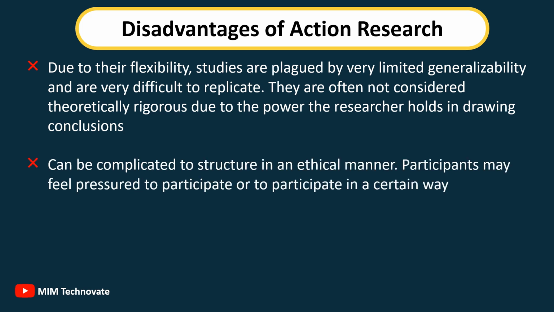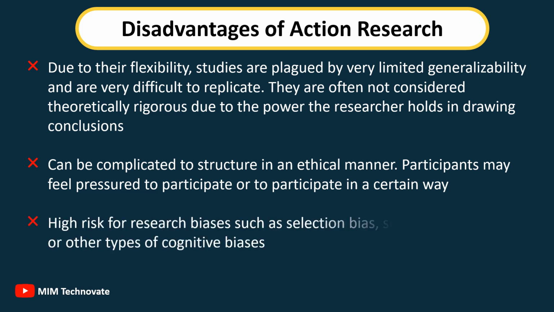Can be complicated to structure in an ethical manner. Participants may feel pressured to participate or to participate in a certain way. Action research is at high risk for research biases such as selection bias, social desirability bias, or other types of cognitive biases.